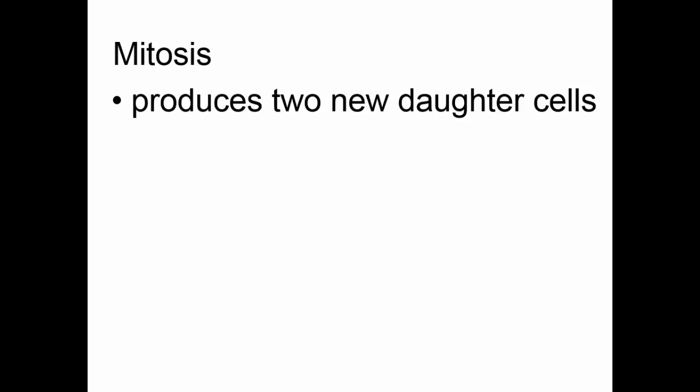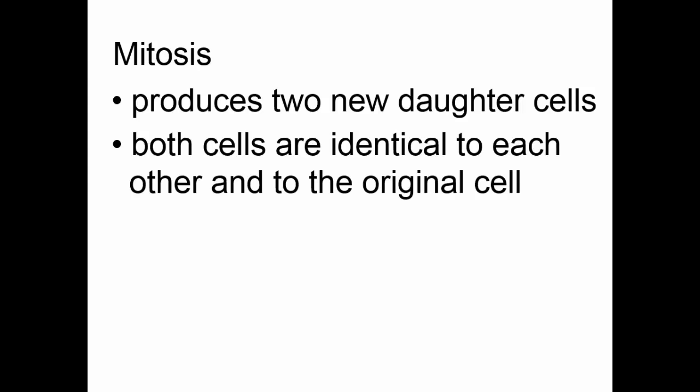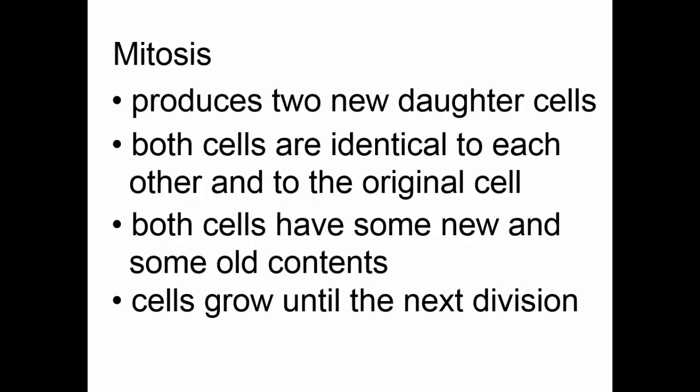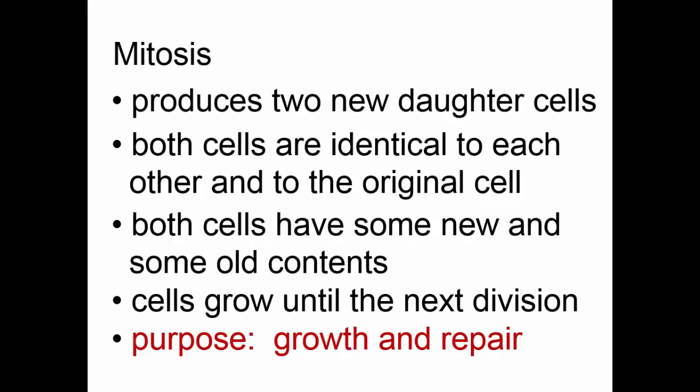Mitosis, therefore, produces two new daughter cells. Both cells are identical to each other, and they're identical to the original cell. Both cells have some new parts and some old parts in their contents. The cell then goes through interphase. It grows until the next cell division process. The purpose of mitosis is for growth and repair. Because we make two new cells, it allows an organism to grow, and if there is damage, it allows us to replace the damaged area with cells just like the ones that were there before.